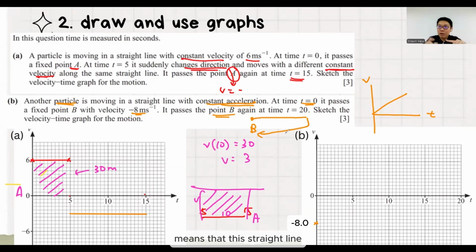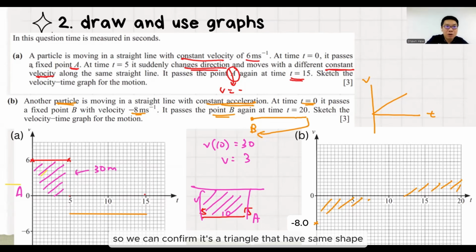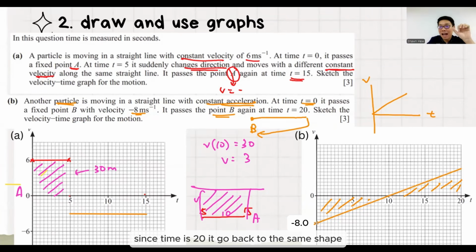This means this straight line needs to ensure that the negative part area equals the positive part area, and it needs to show a straight line because it's a constant acceleration. So we can confirm it's a triangle that has the same shape. Since the time is 20, it goes back to the same shape. So it will be like this.